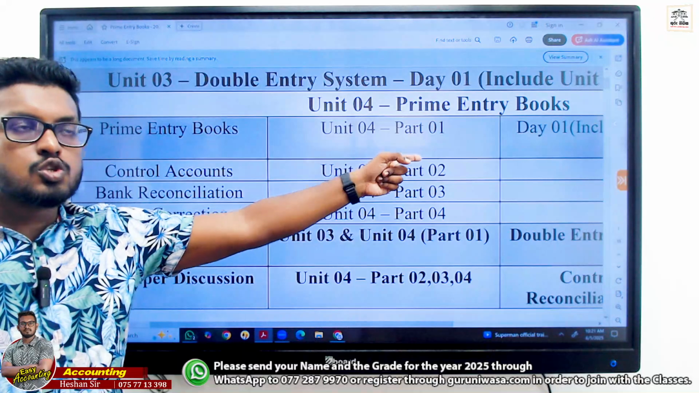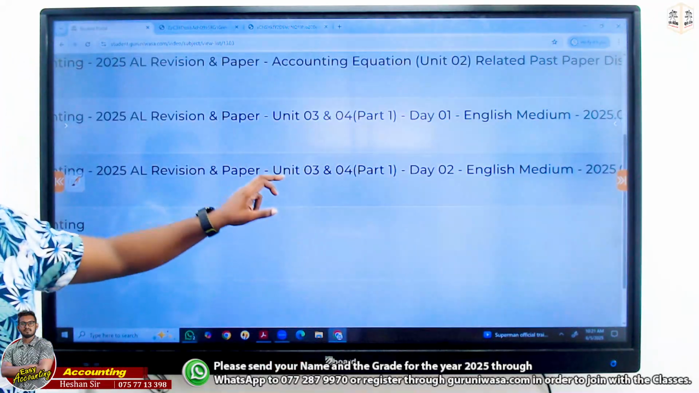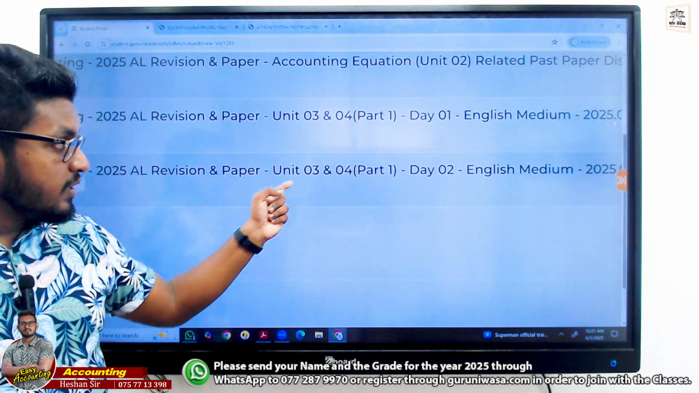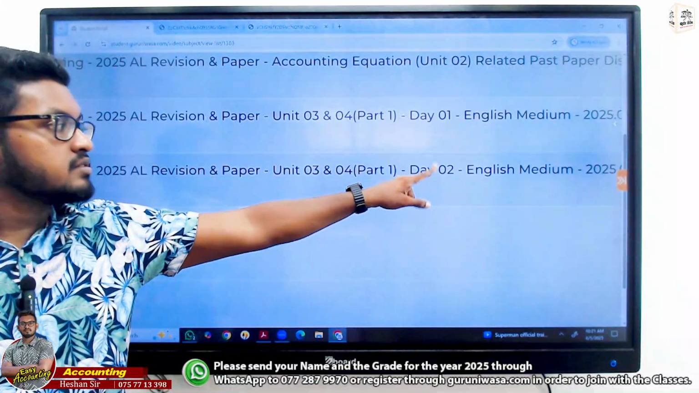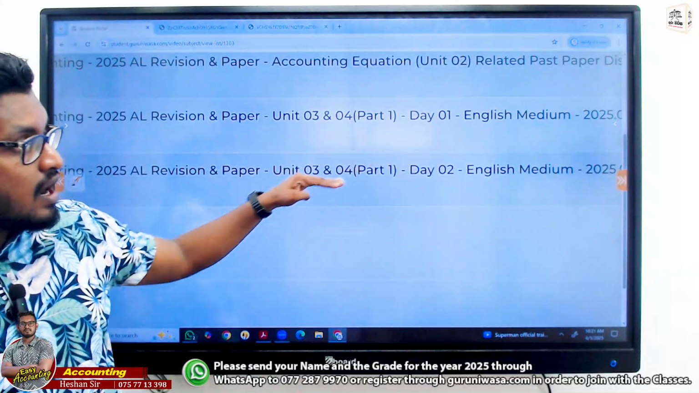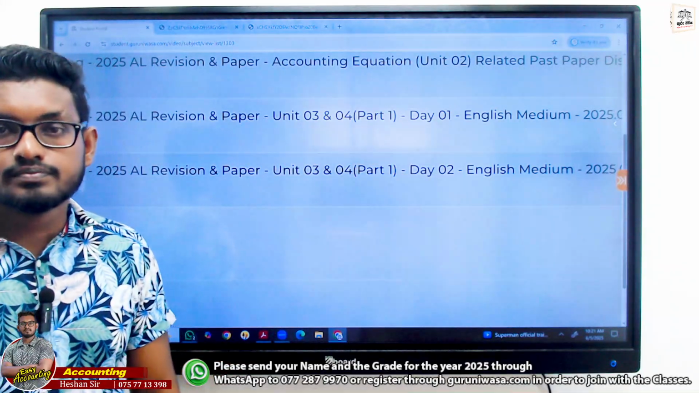So unit 4 part 2 means it is also the same. Unit 3 and unit 4 part 1 day 2. Day 2 means what? It is also double entry system and the primary book, right?